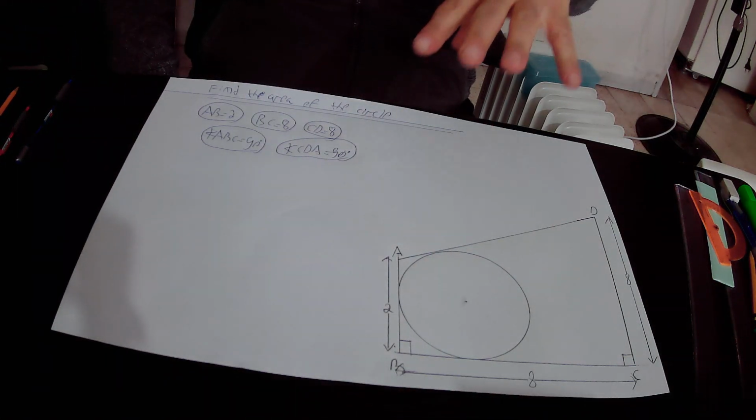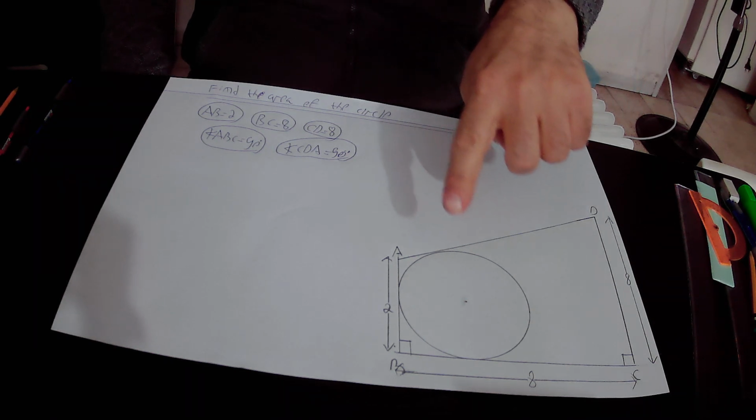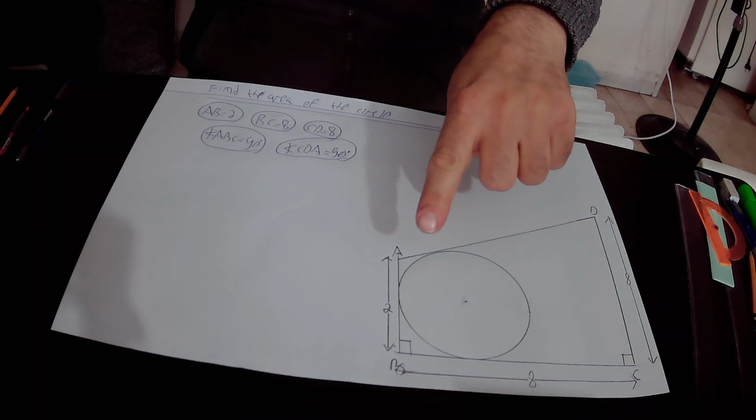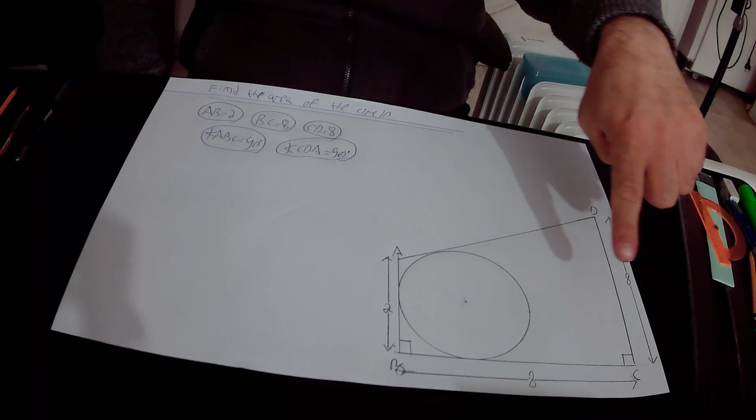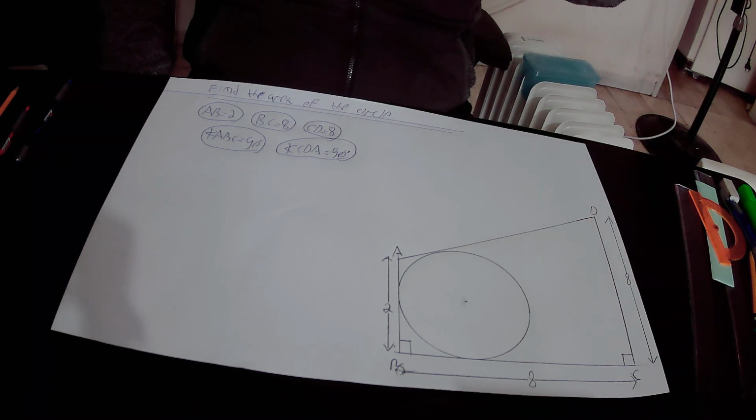In the drawing we have quadrilateral ABCD. Inside this quadrilateral we have this circle. In addition, we know that side AB equals 2 units in length, side BC equals 8 units, side DC also equals 8 units in length.